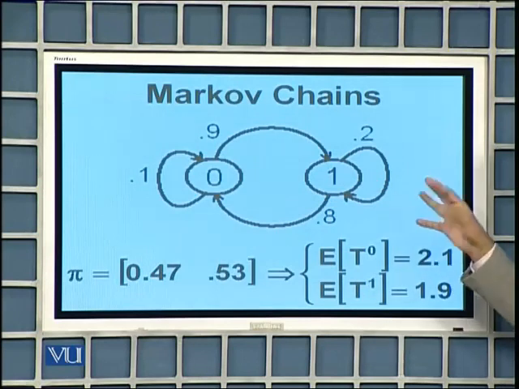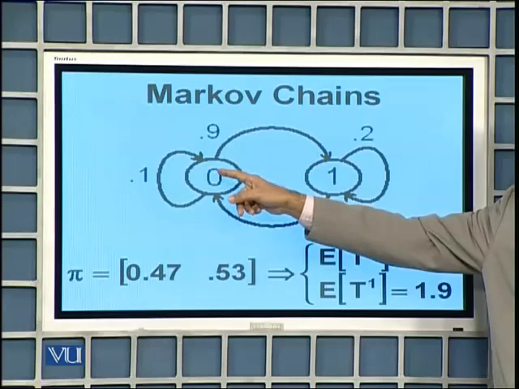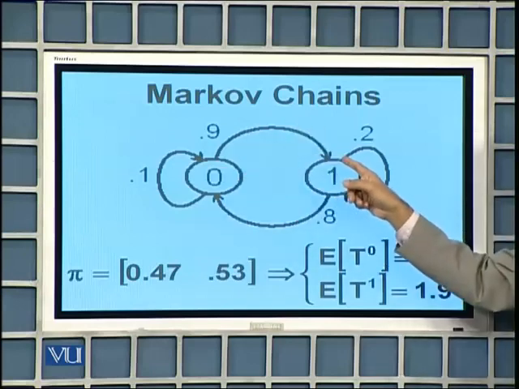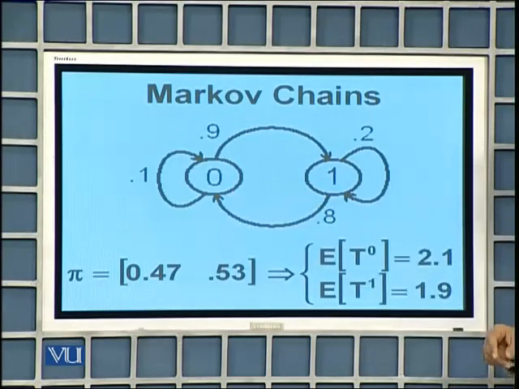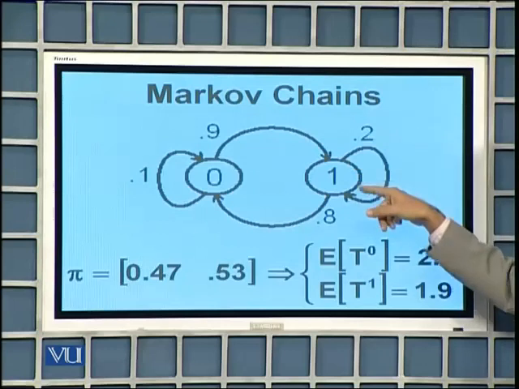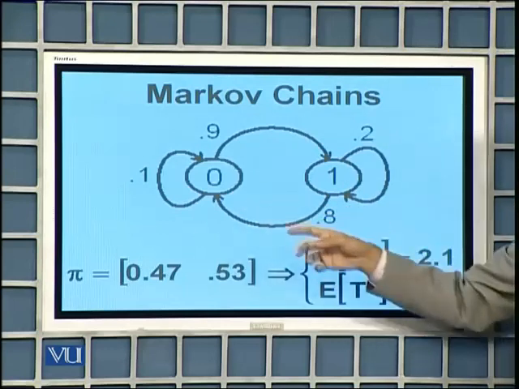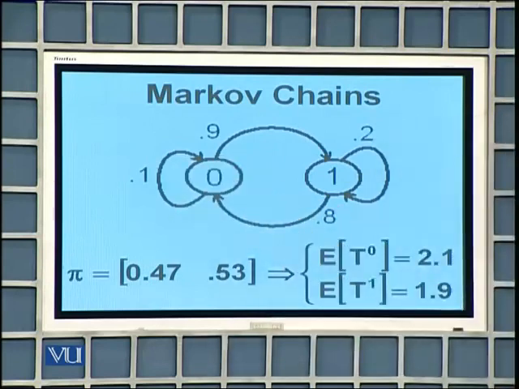So this is probably what is going to happen. You start from state 0, with 90% probability you go here, and with 80% probability you come back. But sometimes you go here and stay here for some time before coming back. And it's also possible that you stay here with probability of 0.1.